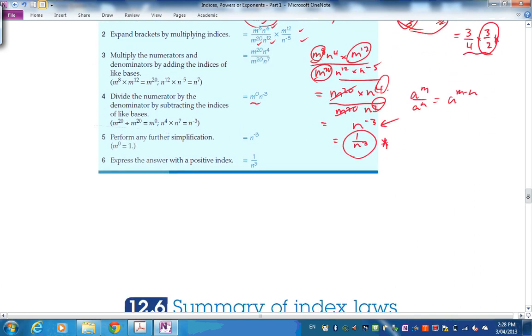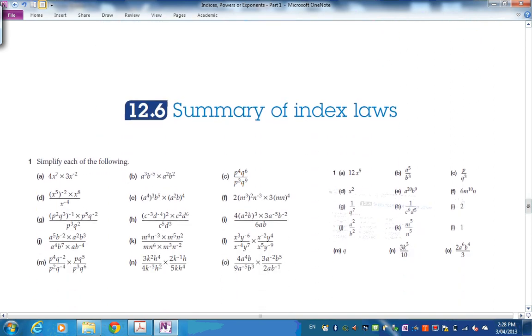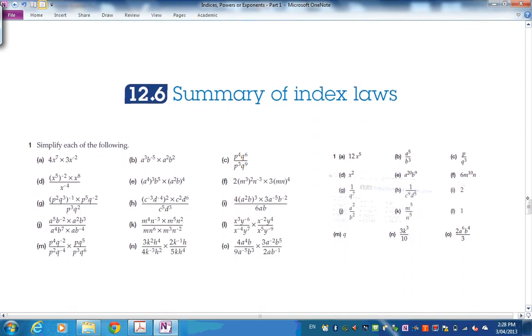All right, let's go on and have a look at giving you a go. So here's the first question. So in this question, it's numbers together. Now you don't add the numbers. 4 times 3 is still 12. You've got to, though, add the powers. Multiplication is addition of powers here in Powerland.